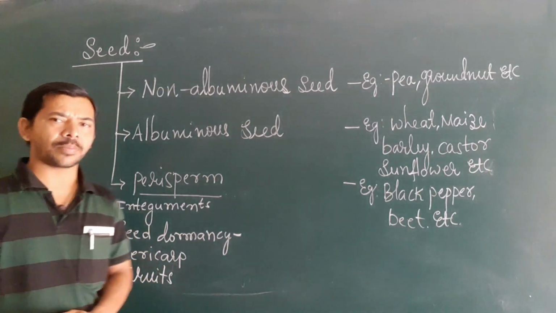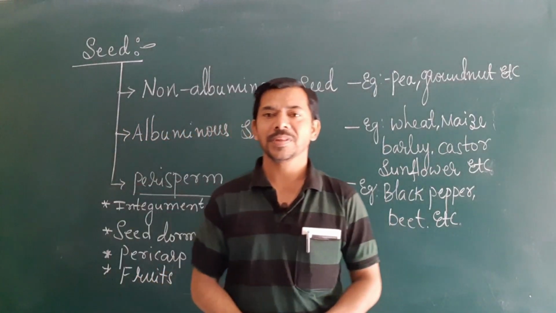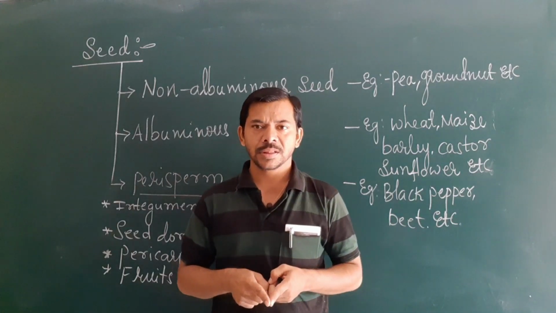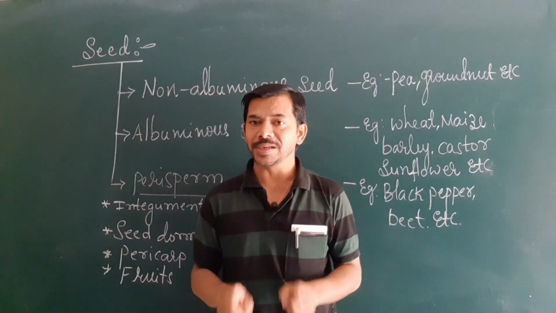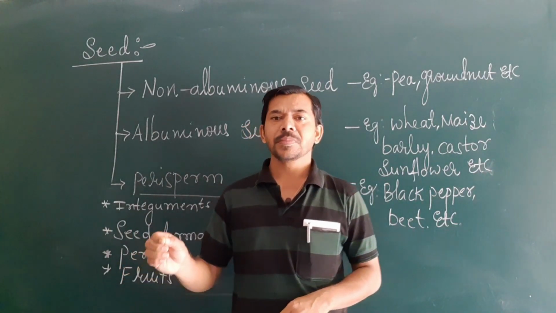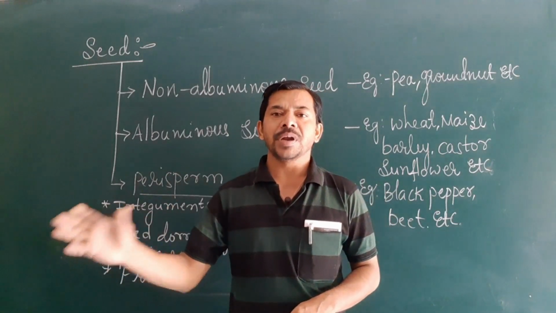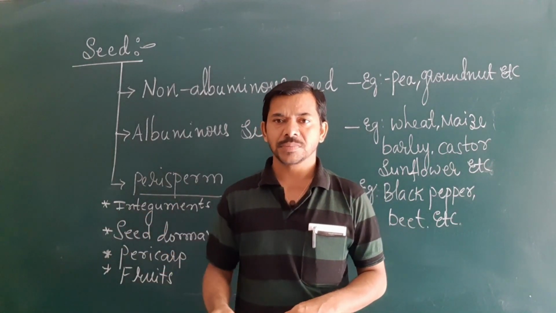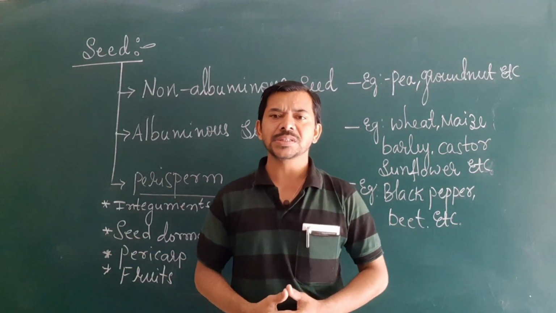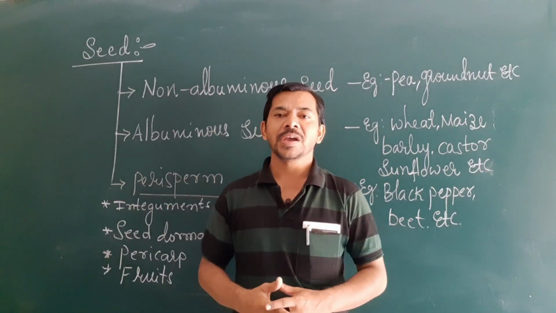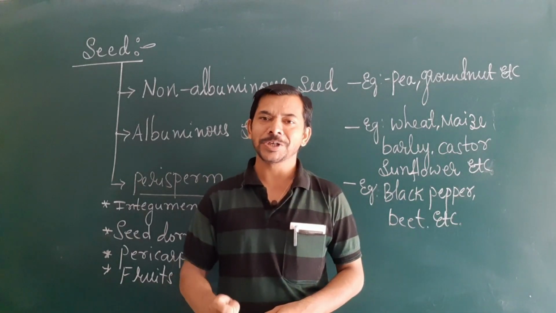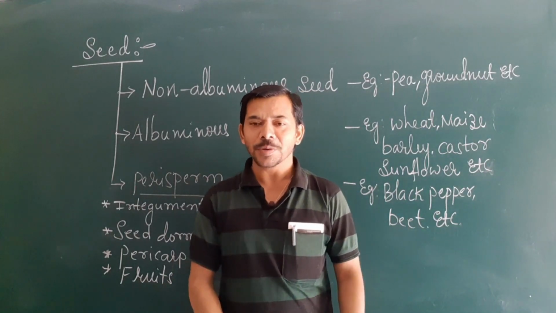Next one is seed dormancy. What is seed dormancy? I told you that these integuments help in the protection of a seed. When the seed enters a state of inactivity, we can call it seed dormancy, and it can also be defined as the resting period of a seed. What is seed dormancy exactly?